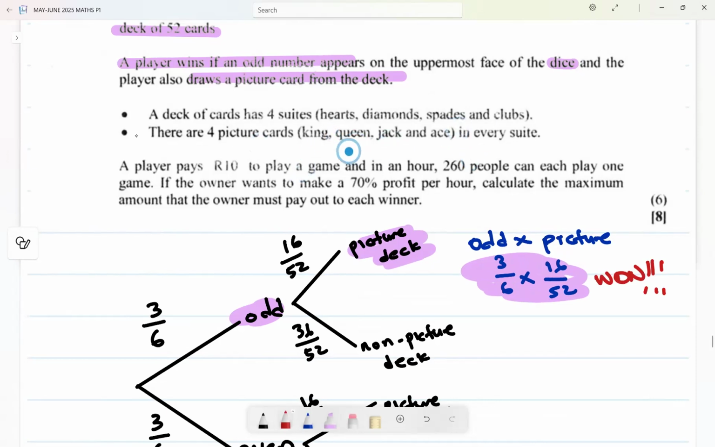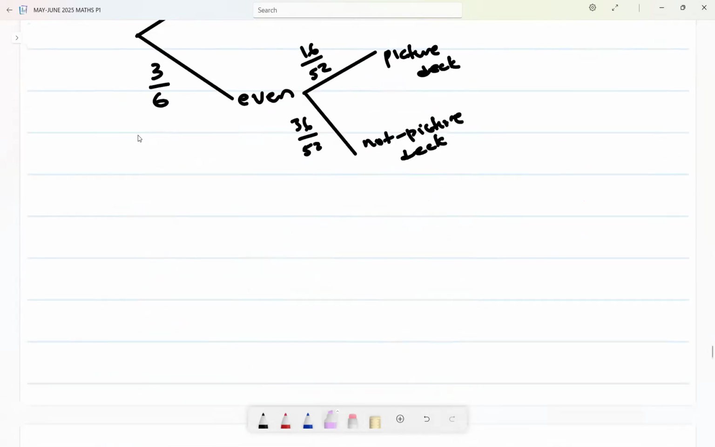Now we move on. It says a player pays 10 rand to play a game in an hour, and 260 people can each play one game. If the owner wants to make 70% profit per hour, calculate the maximum amount that the owner must pay out to each winner. So now let's go to that statement.